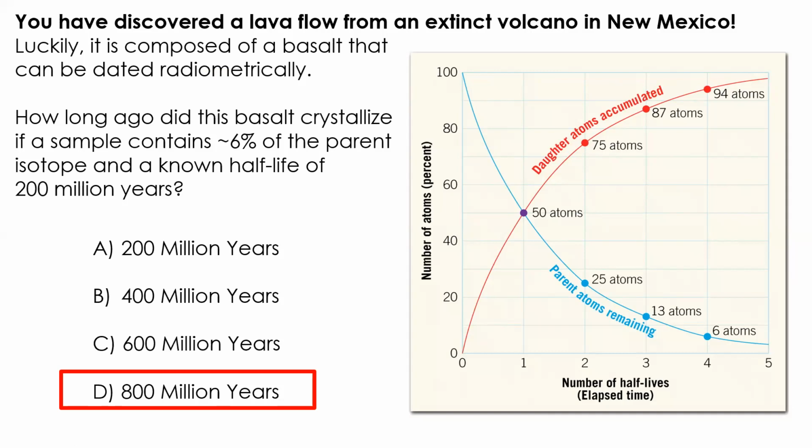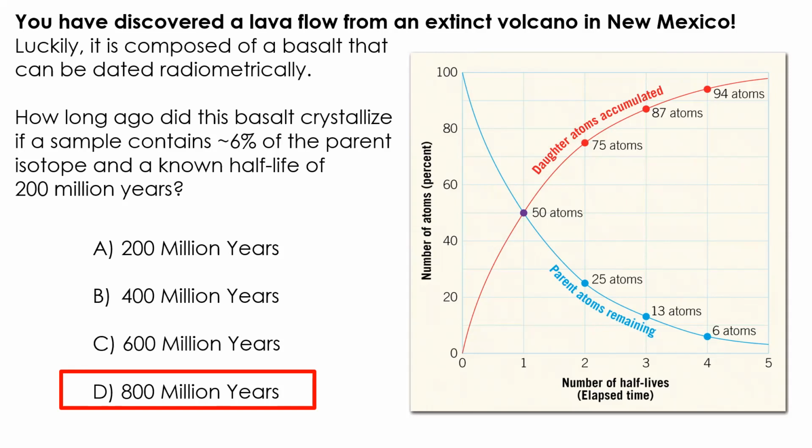Could you just go over where the 4 comes from again? Where the 4 comes from? Sure. So we have the sample that contains 6% of the parent isotope. So if we have 6% of the parent isotope, that means if we had 100 atoms starting, we only have 6 atoms left. So if we look at this curve, right at 6 atoms left, that's the number of half-lives at 4. Do you see the line from the bottom? Yeah, thank you. So that's where we get the number of half-lives. And if we know one half-life is 200 million years, then we can multiply each of those out.